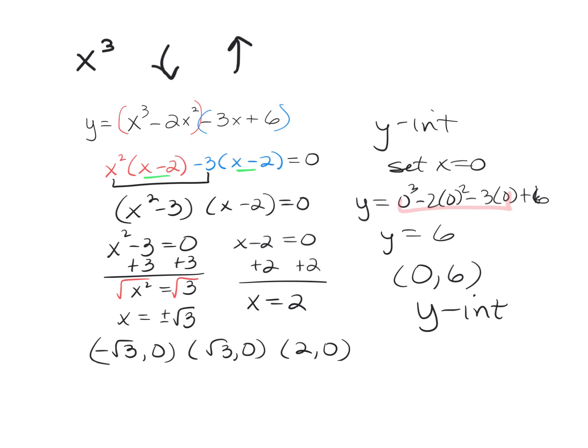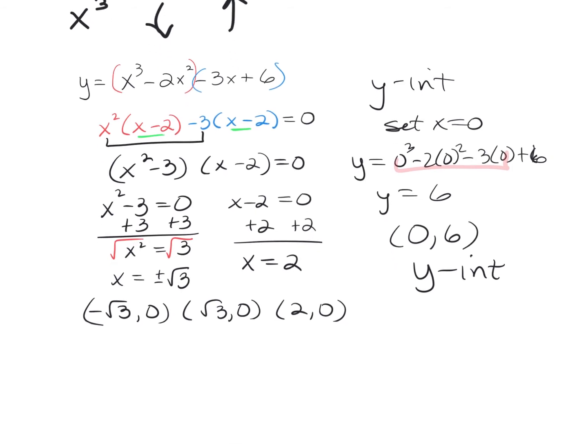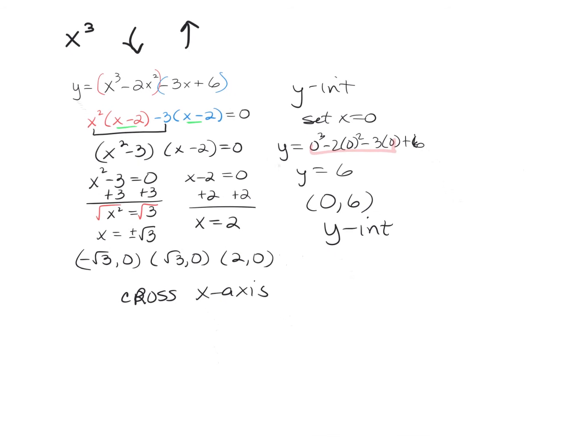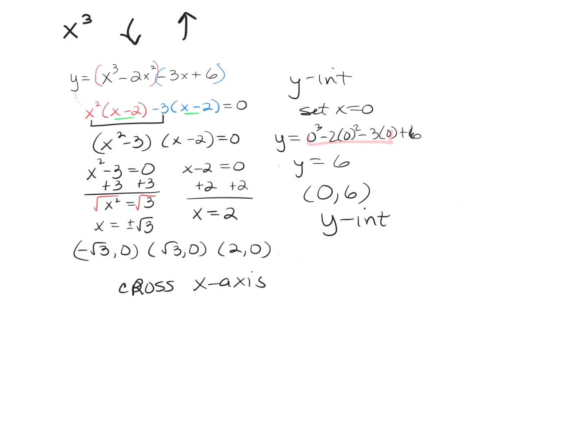Notice all of my x-intercepts, or my zeros, all of them have a multiplicity that is odd. They all occur one time. So all of these are going to cross the x-axis when I graph them. And you're going to see what I'm talking about once I get them on the graph. So let me go ahead and make a coordinate plane.